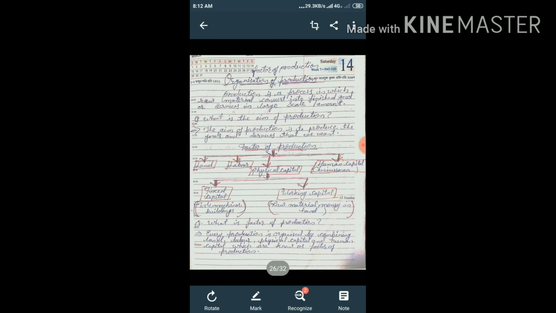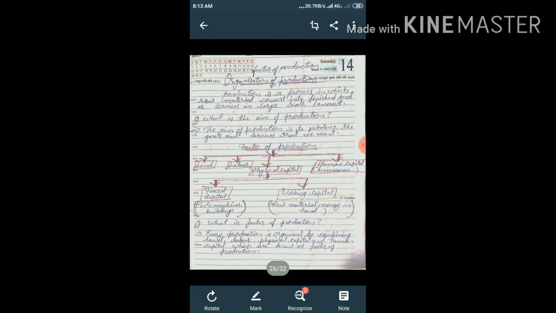And the second one is labor. For doing the laboring work, for doing any activities regarding production, we need some persons for the work, that is the labor. And after that, third is physical capital.